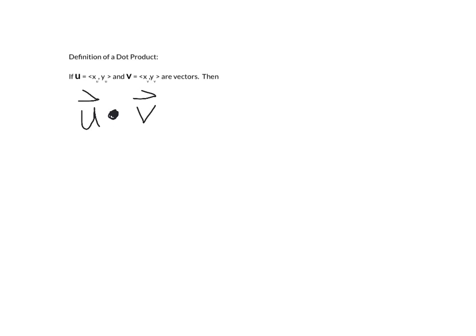Okay, this equals, here's the dot product, x sub u times x sub v plus y sub u times y sub v. That is the definition of a dot product. Let's take a look at that in an example.